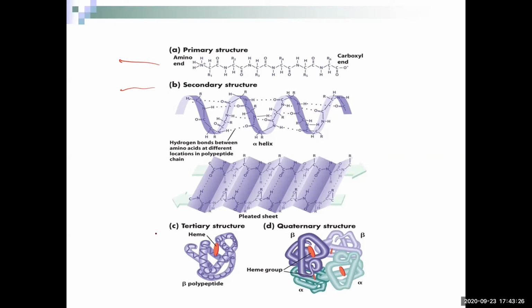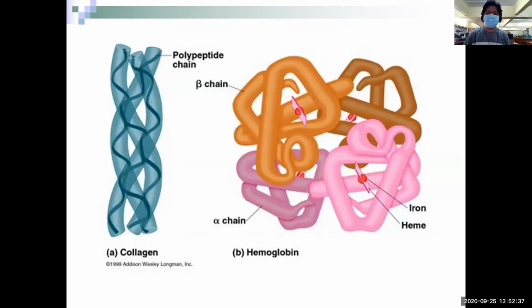Then for the tertiary structure, we need connections between their side chains. In the side chains, possible interactions are ionic bonds, hydrogen bonds, disulfide bonds, and hydrophilic and hydrophobic interactions. Those are the important interactions to create the tertiary structures. So, we have examples of proteins.